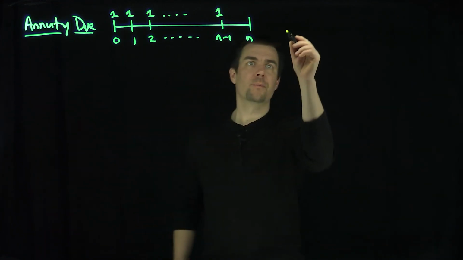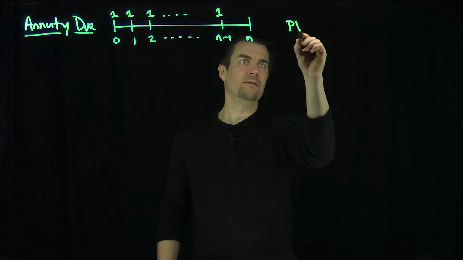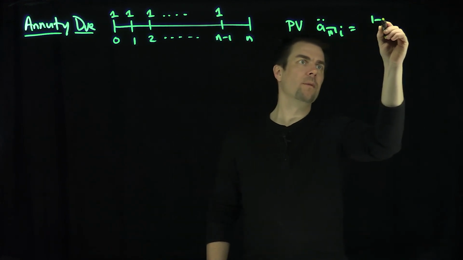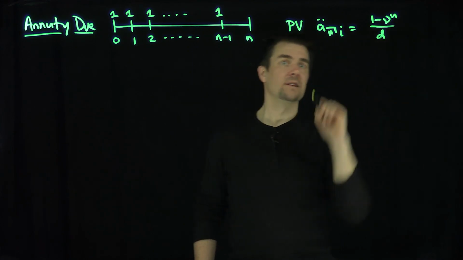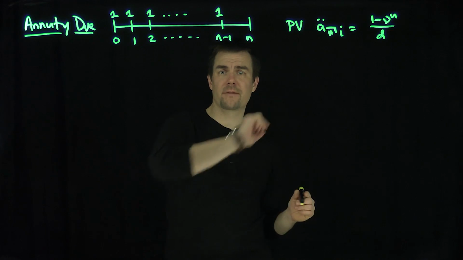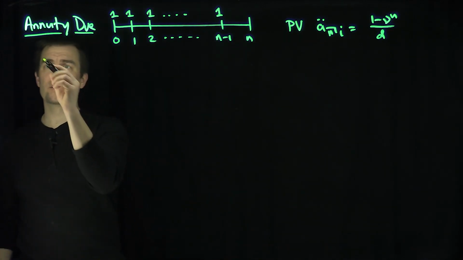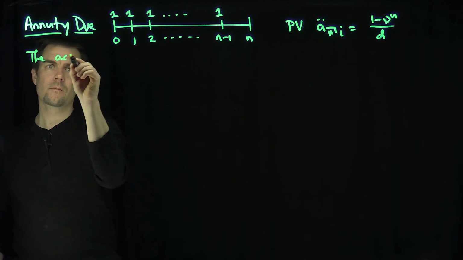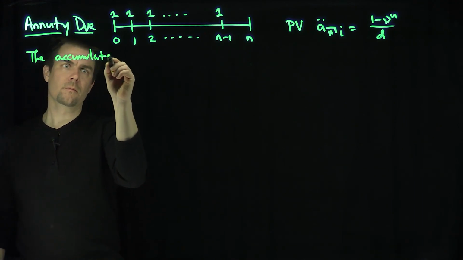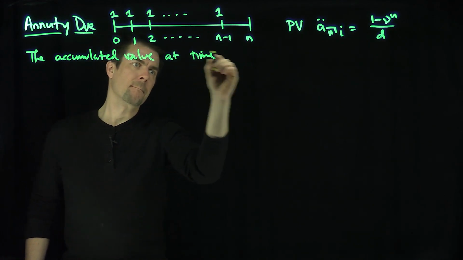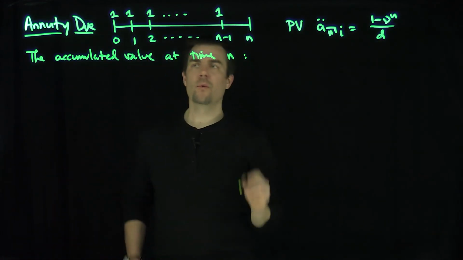And so we recall from a previous video that the present value of these payments is A double dot angle n at rate i, and that's 1 minus nu to the n over d. What I'd like to do now is find the accumulated value at time n. That's a present value, so let's find the accumulated value. The accumulated value at time n is going to be what?